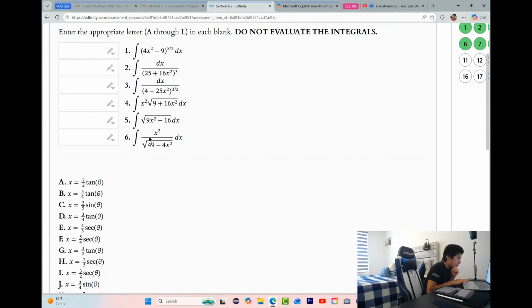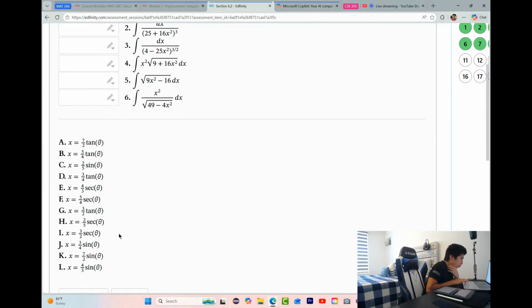Let's see. So let's begin from number 6. We have a squared minus x squared. So that looks like a case for a sine of theta. Where's sine? So we have the sine right here. Oh, this again. Oh boy. Hold on. So 49, 7. I think 7 should be in the denominator, but we don't see that anywhere. So k, I believe.